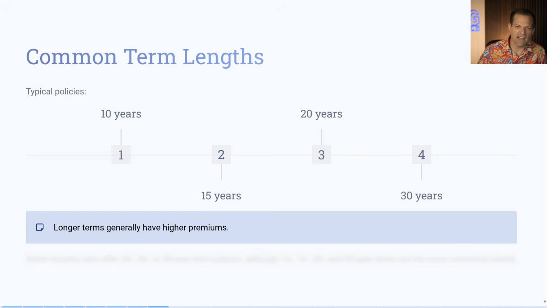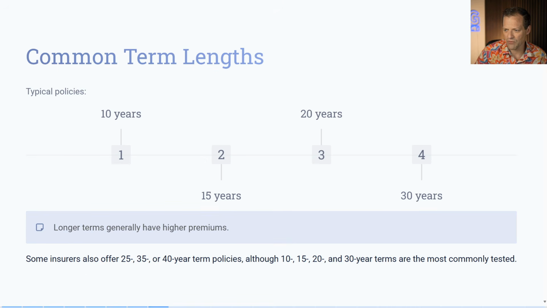Longer terms, because now the company has to say, okay, is this guy going to live past 30 or die before 30? Statistically, what's the case based off of their health and age? So the more time you have to have a policy in effect, the greater the premium is to offset the potential for risk, okay? So that's just the general rule with term: the shorter, the less expensive. Now, some insurers offer even more term lengths like 25, 35, even 40-year terms, but the standard in the business typically is 10, 15, 20, and 30 years.